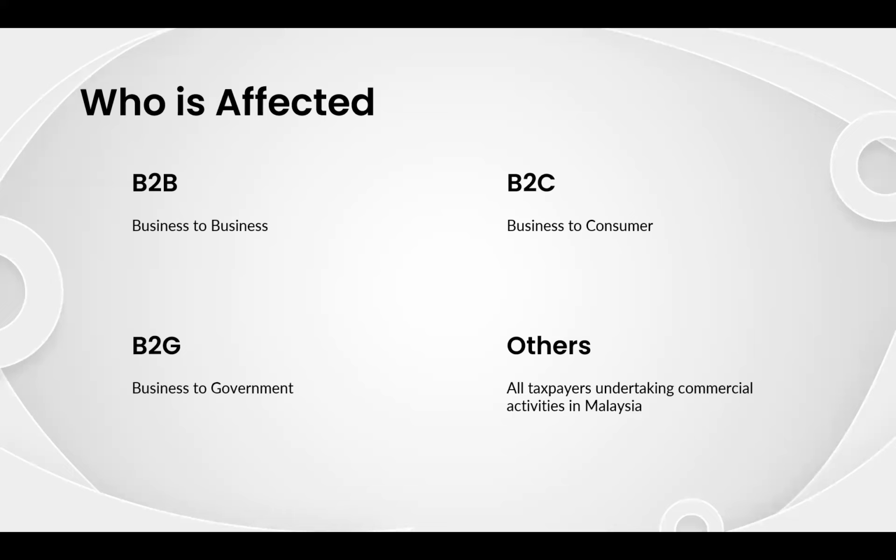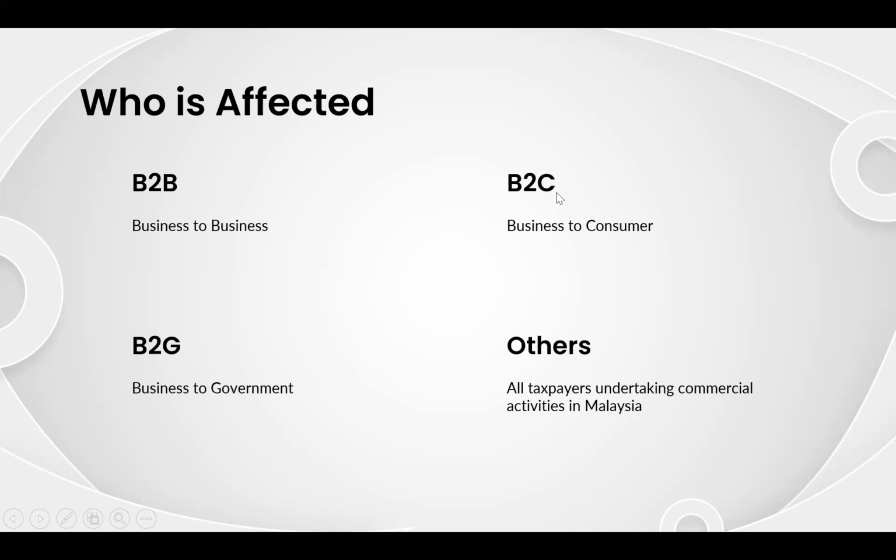Okay, who is affected? Actually, e-invoice involves these few parties. First is B2B, business to business. Business to consumer, B2C. B2G is business to government. And another one is others, meaning all taxpayers undertaking commercial activities in Malaysia. In other words, all are affected. Okay, business to business, business to consumer.